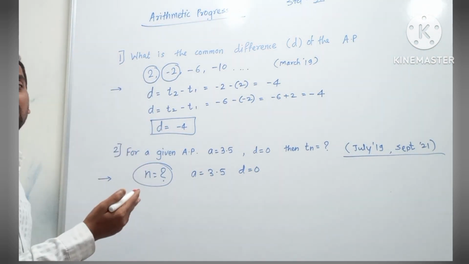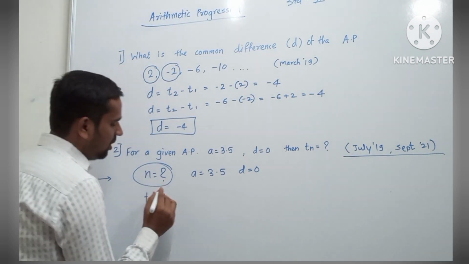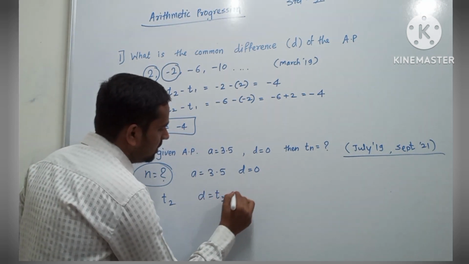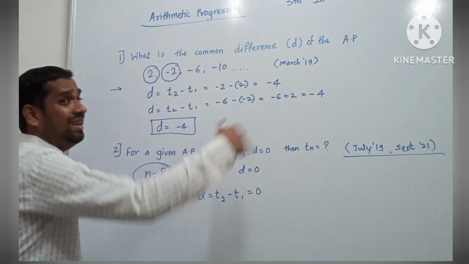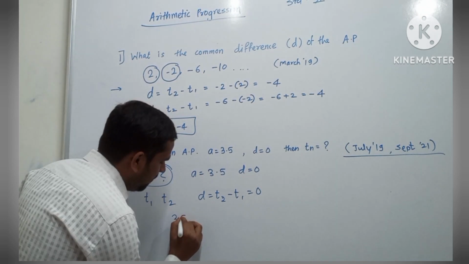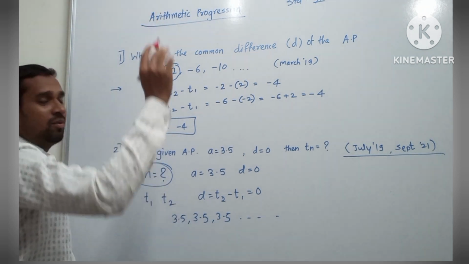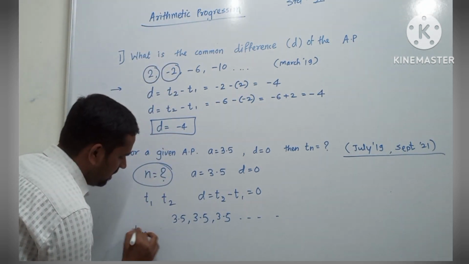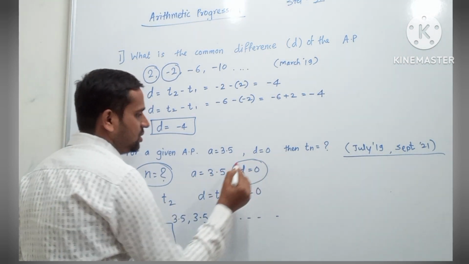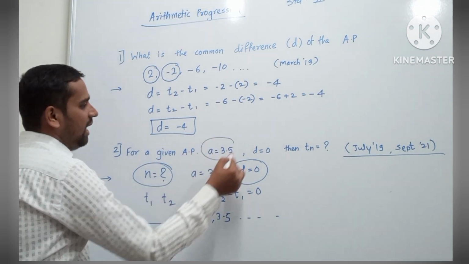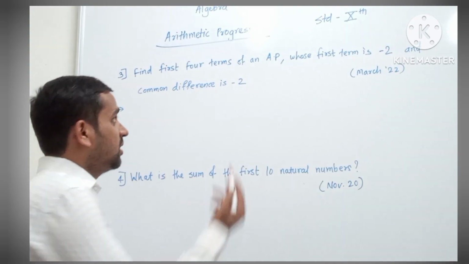So d means the difference between two terms. Suppose the first term is T1 and the second term is T2. The difference between two terms means T2 minus T1 is equal to 0. So if this is 0, there is no change between any terms. So this AP can be 3.5, 3.5, 3.5. The nth term will be the same, so Tn is equal to 3.5. When the difference is 0, the answer will be the same as a, meaning the first term is equal to Tn. Some other examples.